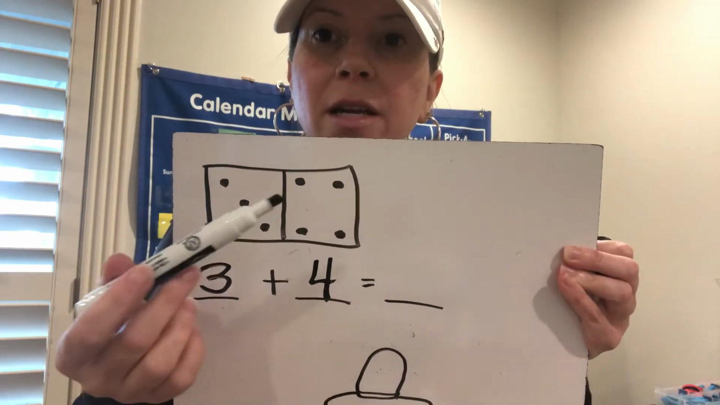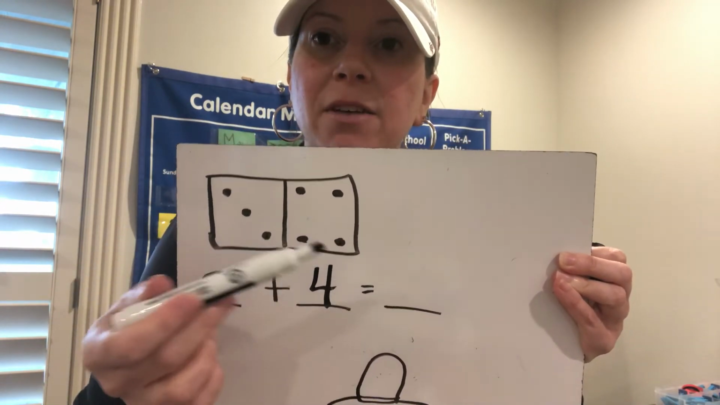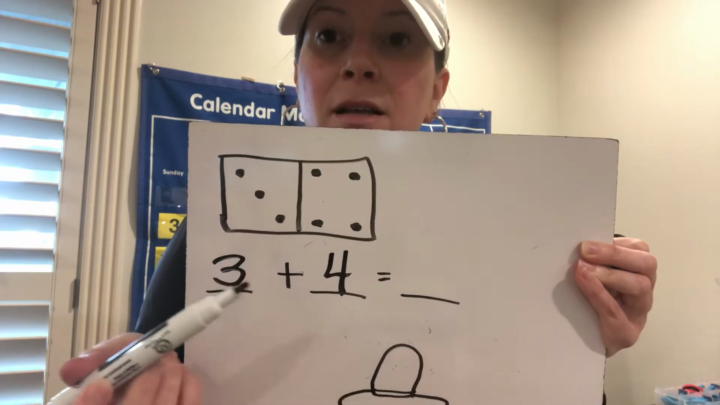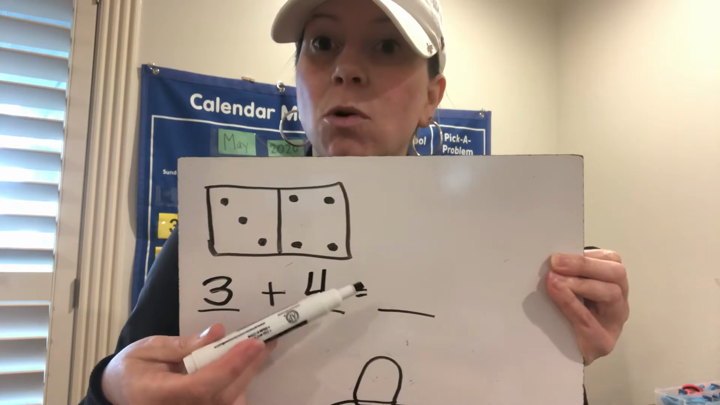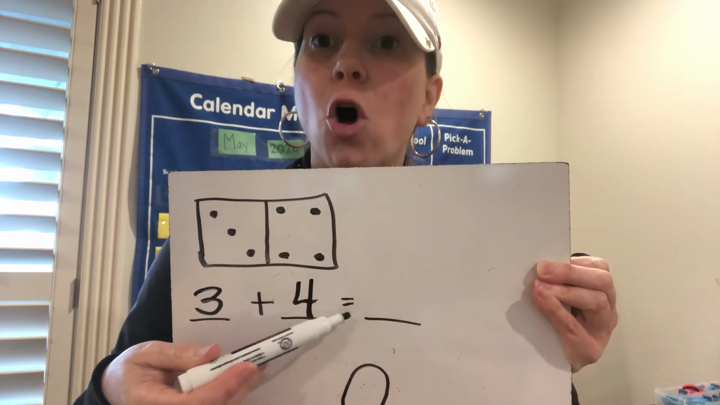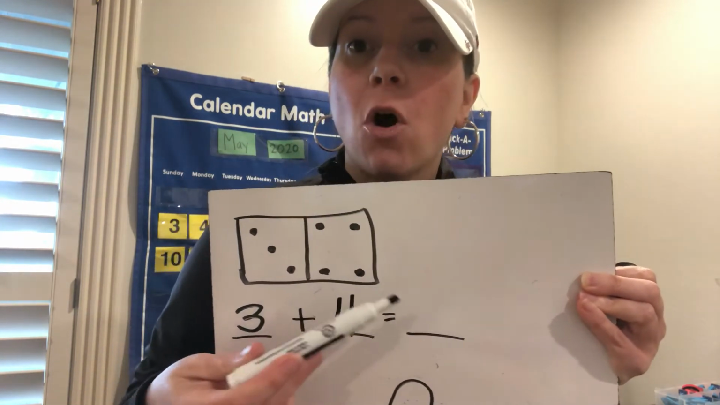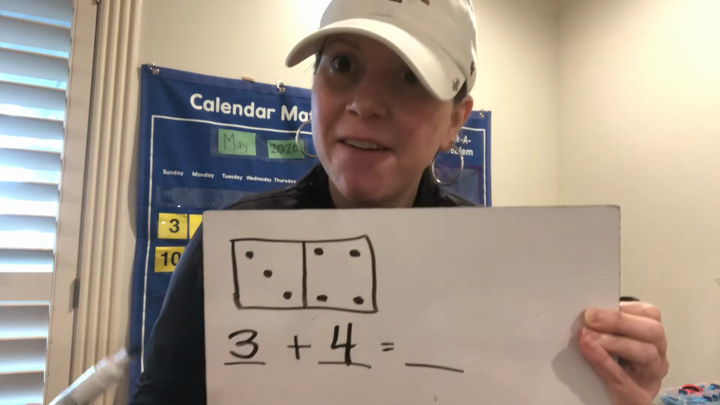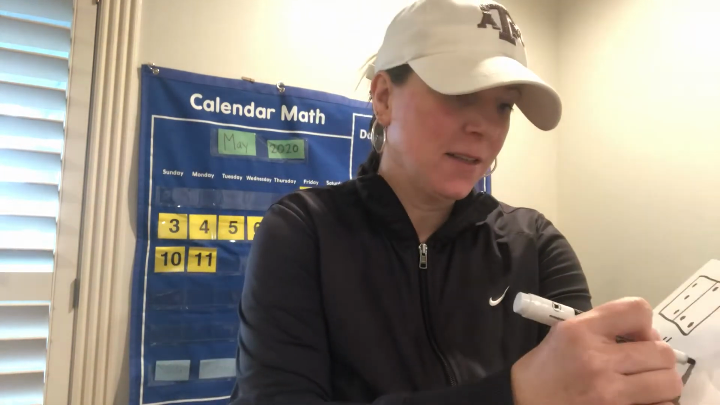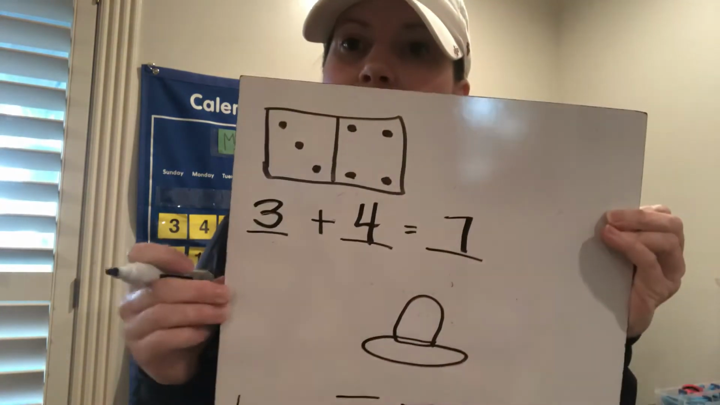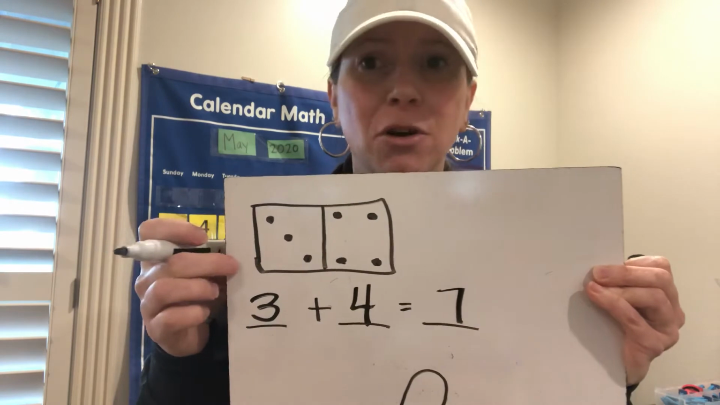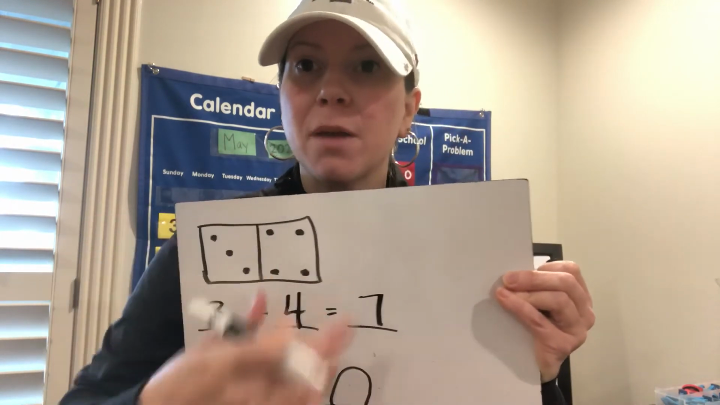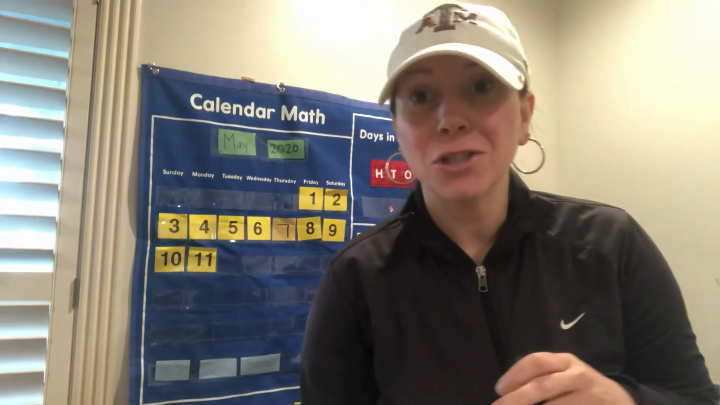1, 2, 3, 4, 5, 6, 7. So 3 dots plus 4 more dots equals, this is an equal sign, it means all together I have 7 dots. These are the kinds of things I want you to be working on this week. This is very kindergarten stuff, but we can start thinking about it right now. There's no reason not to.